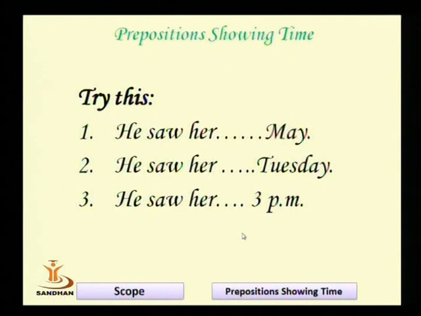Now try this. Here I have given you three lines, three fill-in-the-blanks, where you need to put the preposition in or at. The first sentence: He showed her dash May. He showed her dash Tuesday. He showed her dash 3 p.m. Now solve it, and in the next slides we are going to go through your answers.